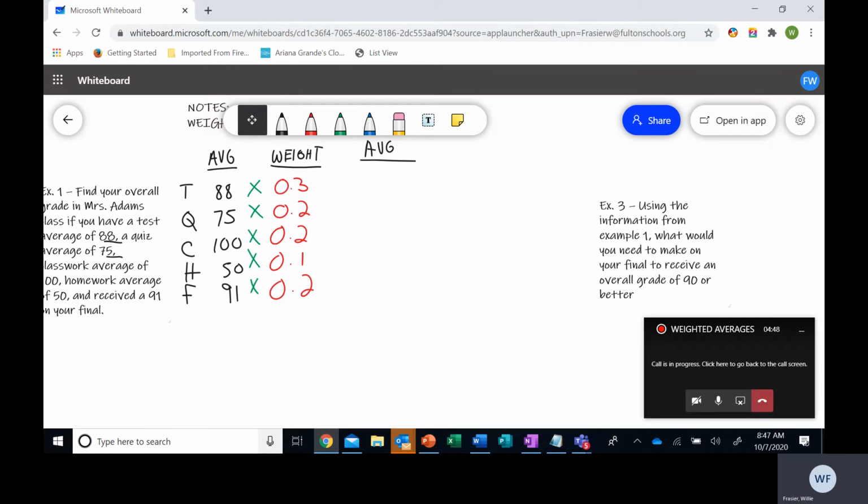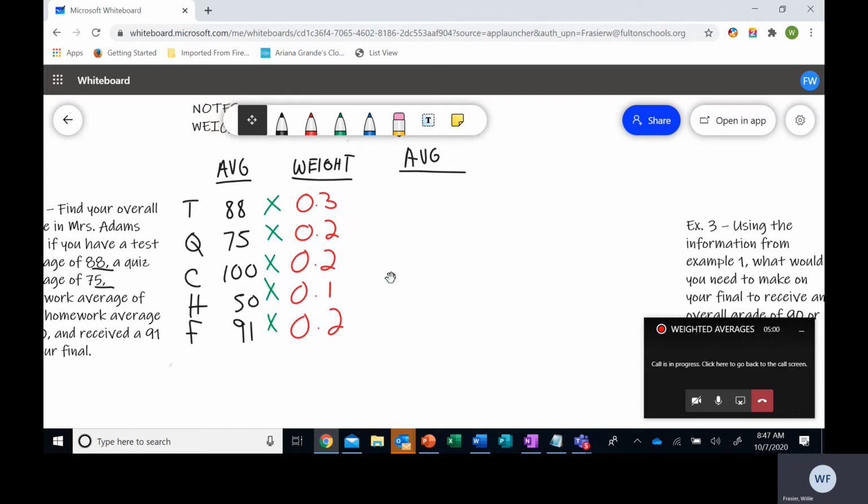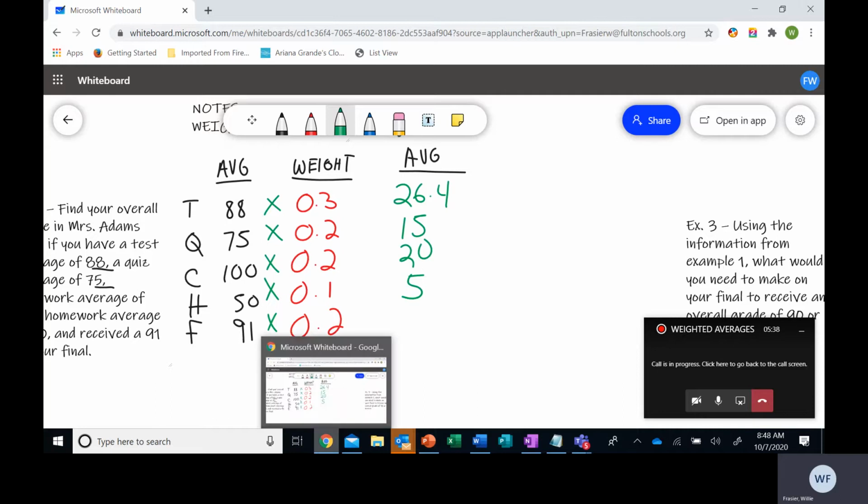Pull out my calculator. The first one is going to be 88 times 0.3. That is 26.4. So let's put that in green. 26.4. And then 75 times 0.2 will be 15. Then 100 times 0.2 will be 20. And 50 times 0.1 equals 5. And then 91 times 0.2 is 18.2.